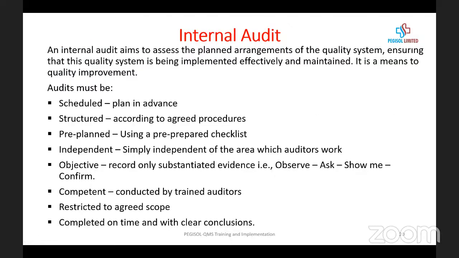So an internal audit aims to assess and plan arrangements for the quality system. Remember, we said this quality system is being implemented effectively and maintained. So it's a means to improve quality. Audit must be scheduled, planned in advance. It must be structured according to the agreed procedure. It must be pre-planned using a pre-prepared checklist.